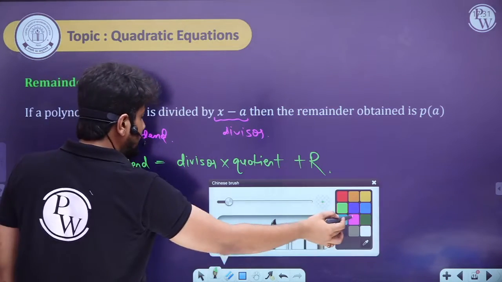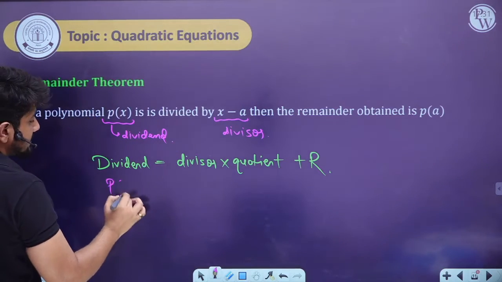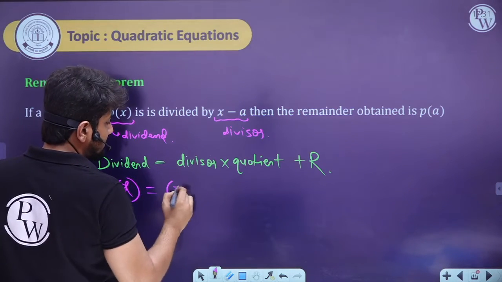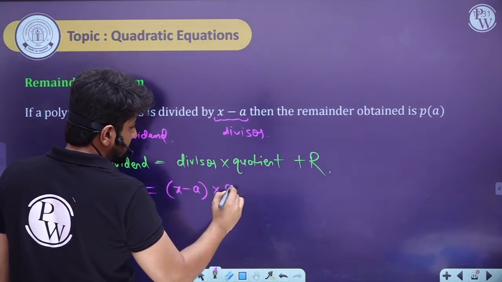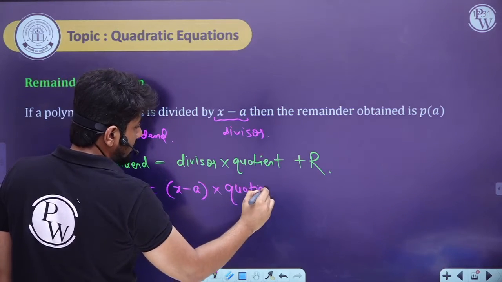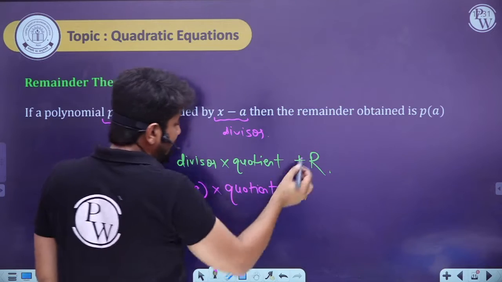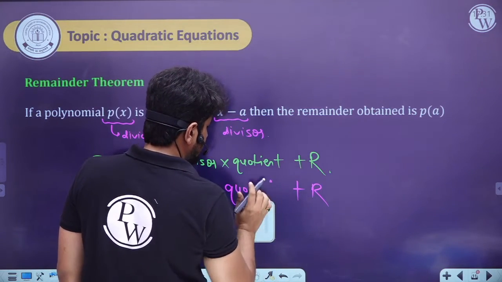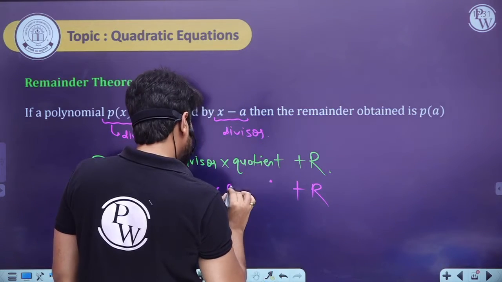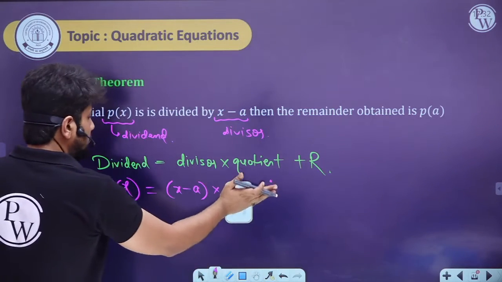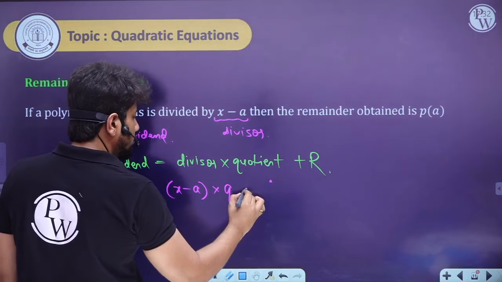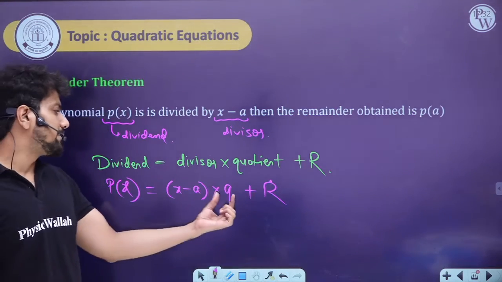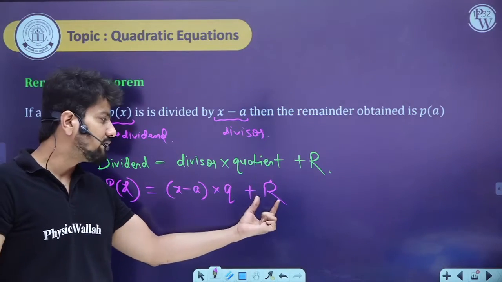Now what's the dividend? Dividend is p of x, this polynomial p of x. What is divisor? Divisor is this x minus a. We will have some quotient which I'm not worried about. I'm only interested in this remainder. Or I'm simply writing quotient as q only. So dividend is equal to divisor multiplied by quotient plus remainder. I'm only looking for r.